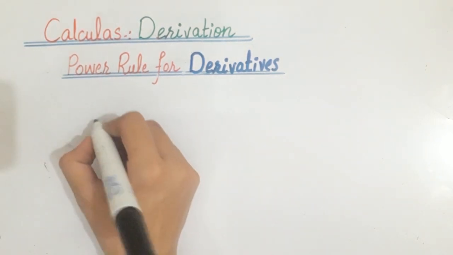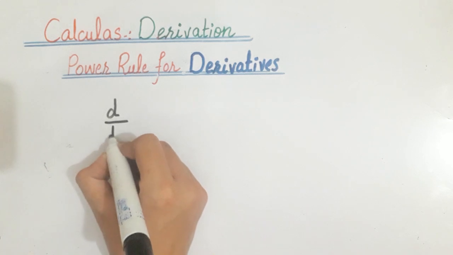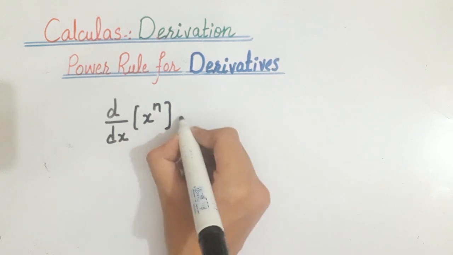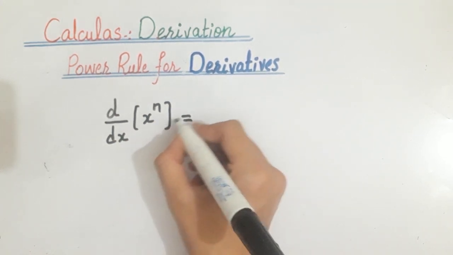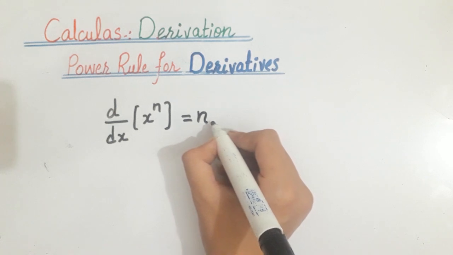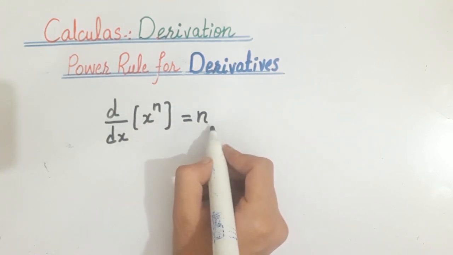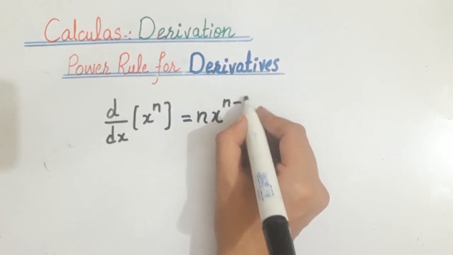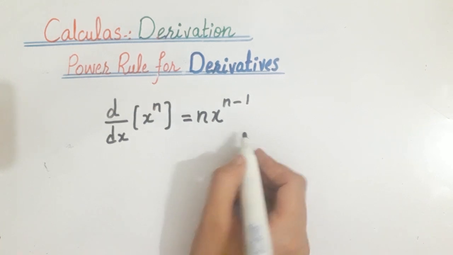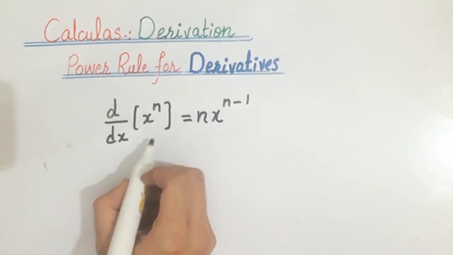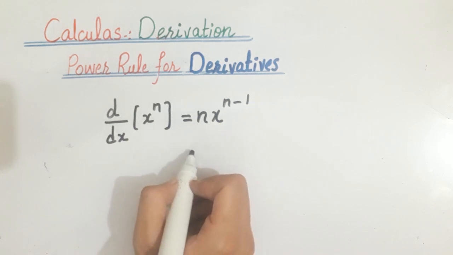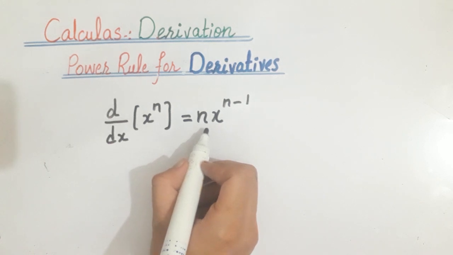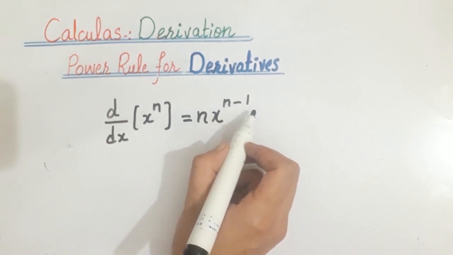The power rule for derivative is d by dx of x raised to power n. We differentiate this as n in the start. Bring the exponent down in front and subtract 1 from the exponent, meaning n minus 1. This is the basic rule. Again I repeat, if you see x raised to power n, you can instantly find its derivative using this formula. Bring the exponent down in front and subtract 1 from the exponent.